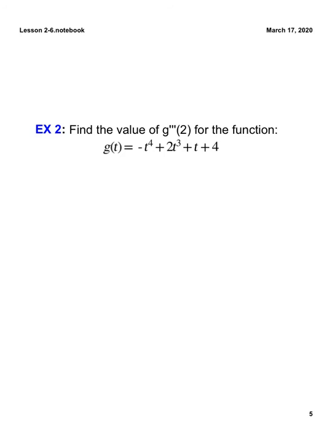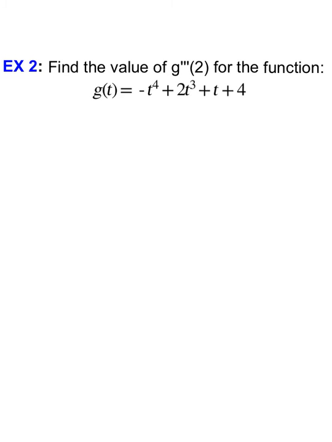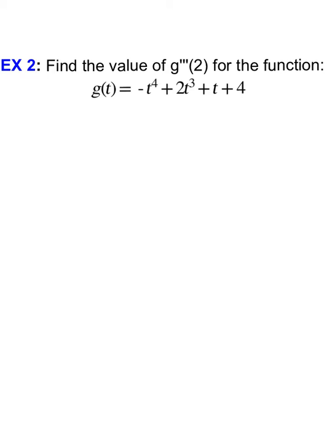All right, so for example 2, we're going to find the value of g triple prime, so the third derivative of the g function, and we want to find the value of that derivative when t is equal to 2. So the first step is going to be to find the third derivative. So g prime of t is equal to negative 4t to the third plus 6t squared plus 1. So that's your first.